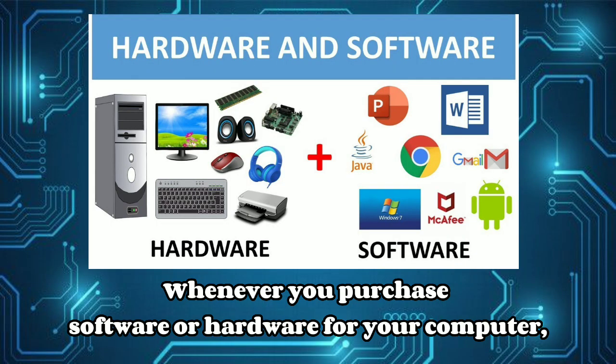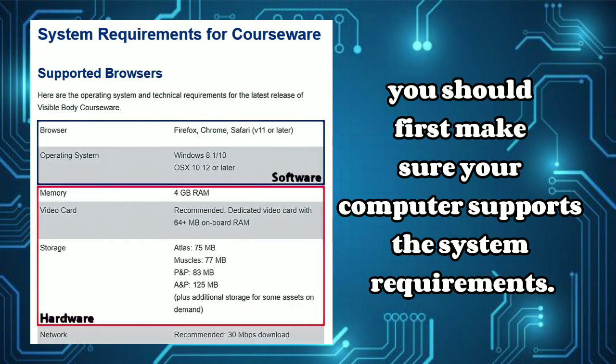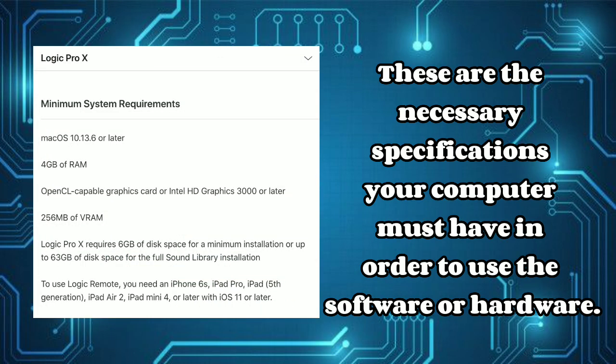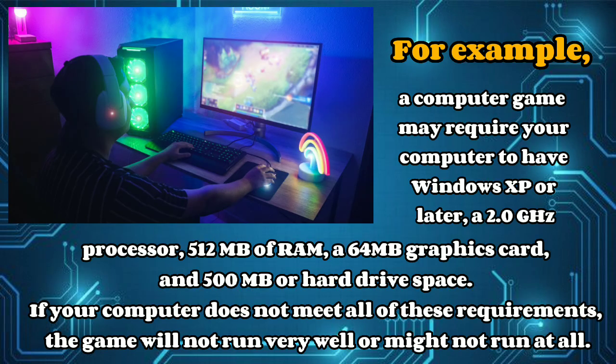Whenever you purchase software or hardware for your computer, you should first make sure your computer supports the system requirements. These are the necessary specifications your computer must have in order to use the software or hardware. For example, a computer game may require your computer to have Windows XP or later, a 2.0 GHz processor, 512 MB of RAM, a 64 MB graphics card, and 500 MB of hard drive space.